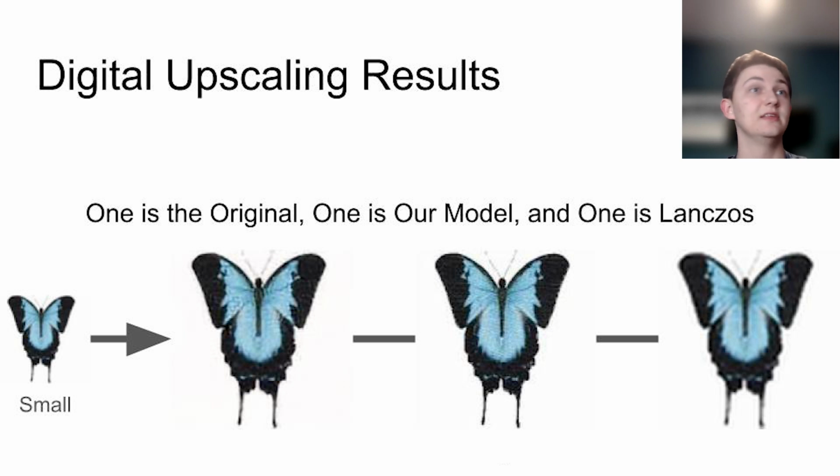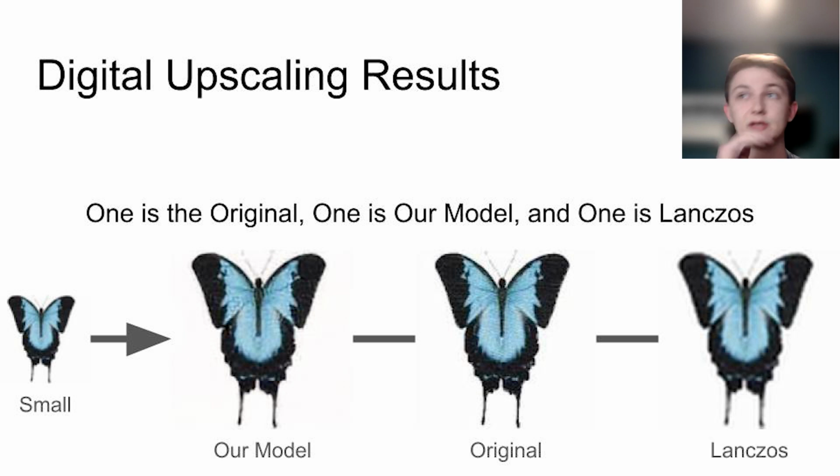Now, if you guessed that the first one was from our model, you're correct. The middle one is the original, and the one on the right is Lanczos. You can see that the one on the right from Lanczos is much blurrier than the other results that we've seen. Meanwhile, the one from our model lacks a little bit in the fine details compared to the original, and you can especially see that the antenna are a bit blurry on the butterfly. But other than that, it's a pretty good result.